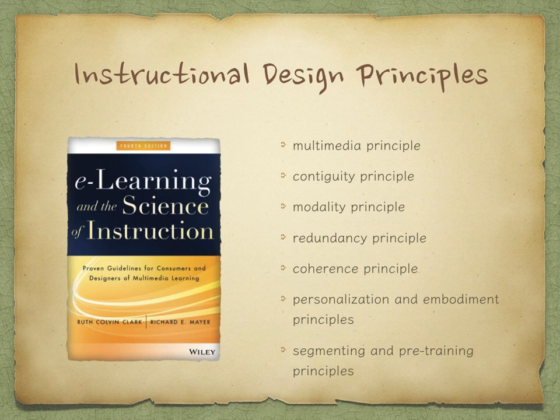The fifth one is the coherence principle, which means adding extra material can hurt learning. Number 6, personalization and embodiment principles, which means use conversational style, polite wording, human voice, and virtual coaches. The 7th one, segmenting and pre-training principles, which means managing complexity by breaking a lesson into parts. All these principles are supported by experimental studies and research.